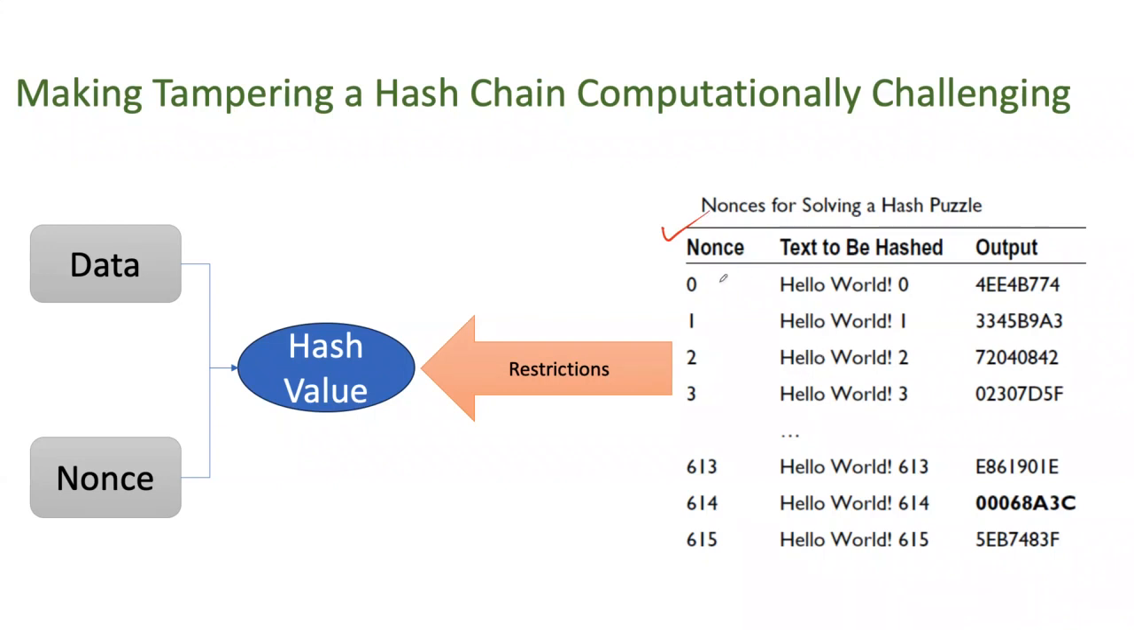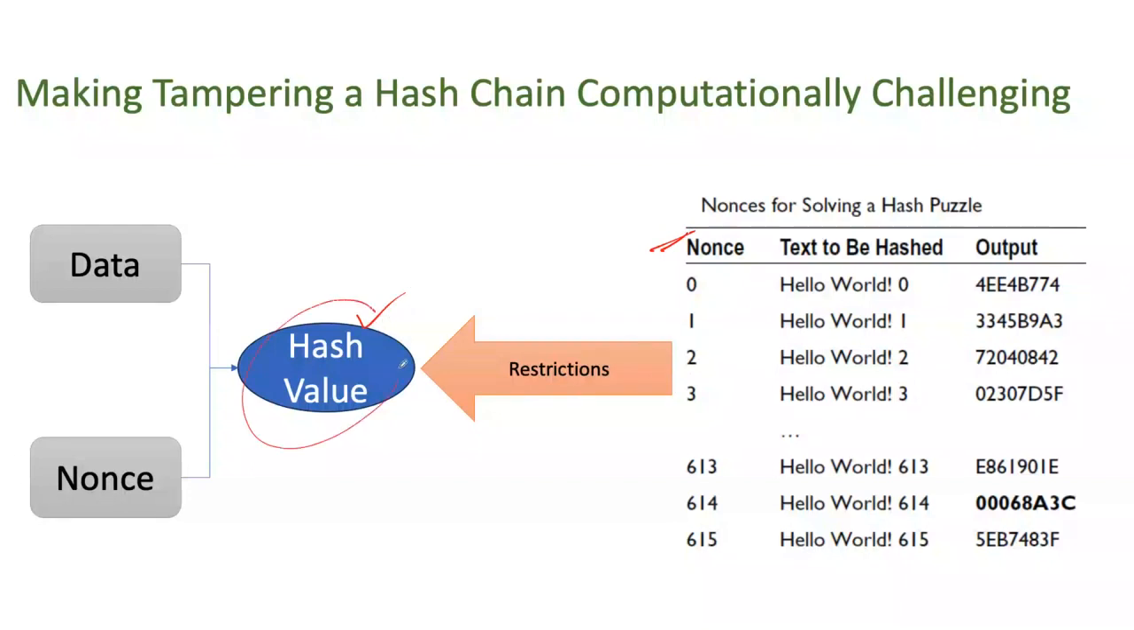If you see at nonce 0, the text to be hashed for hello world at nonce 0 gives one output as a digest. Then at nonce 1, it gives another digest, because if any nonce is changed, its hash value will be changed. So for every nonce, for every new transaction updated in the block, a new digest will be calculated, restricted based on this nonce. So a new hash value will be computed.